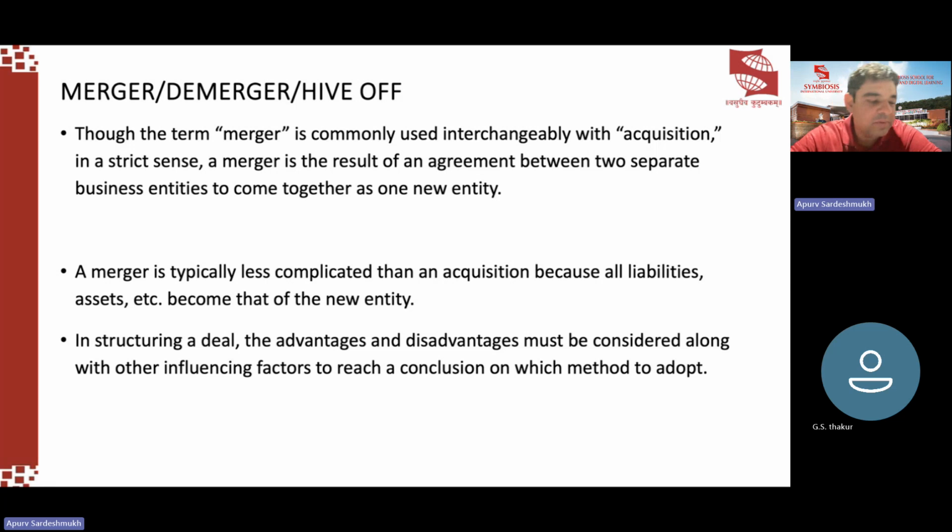So in India, a merger typically, or a demerger for that matter, the same process is followed. A demerger is when a bigger company is split into two companies, or a hive off is when a part of the company is hived off to form a new entity.